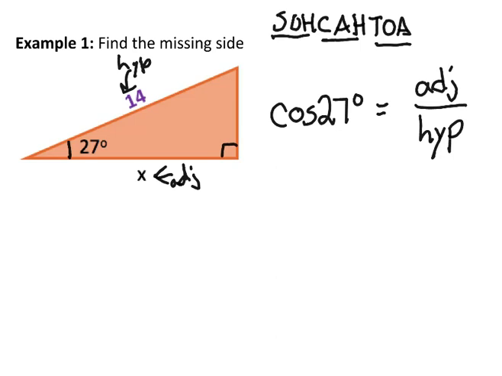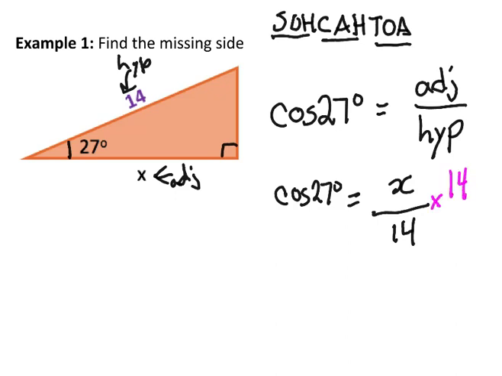So let's fill in what those actually are. So cos of my angle, 27 degrees. The adjacent is x here. The hypotenuse is 14. I can fill that in. And now I just need to rearrange this for x. So I'll probably want to multiply both sides by 14 to get it off the bottom. That cancels the 14 there. And I get that x is going to be 14 times cos of 27 degrees.